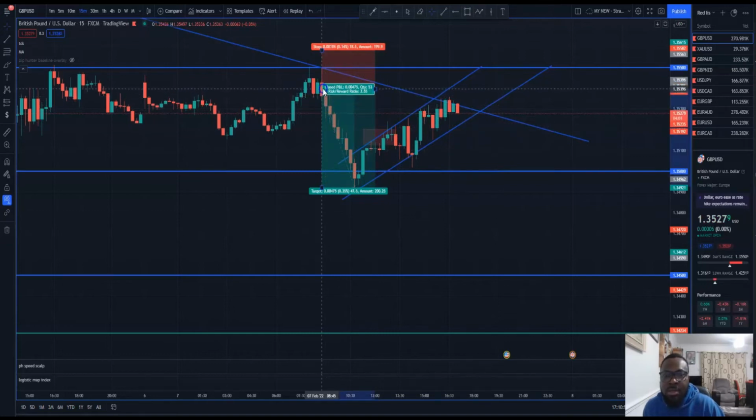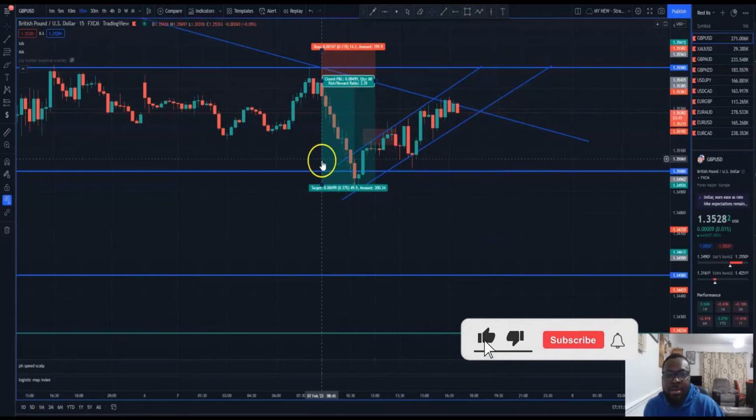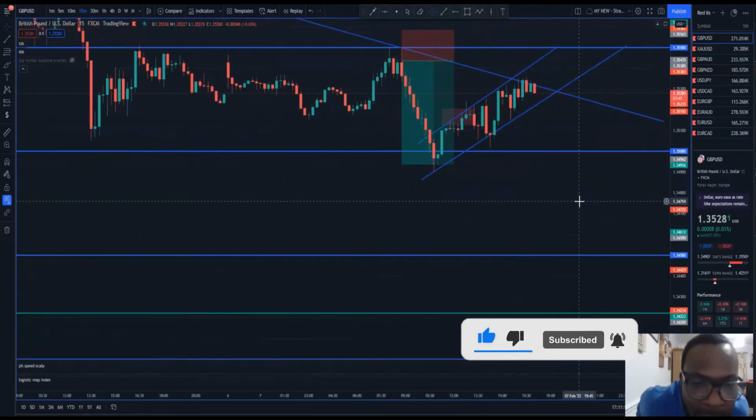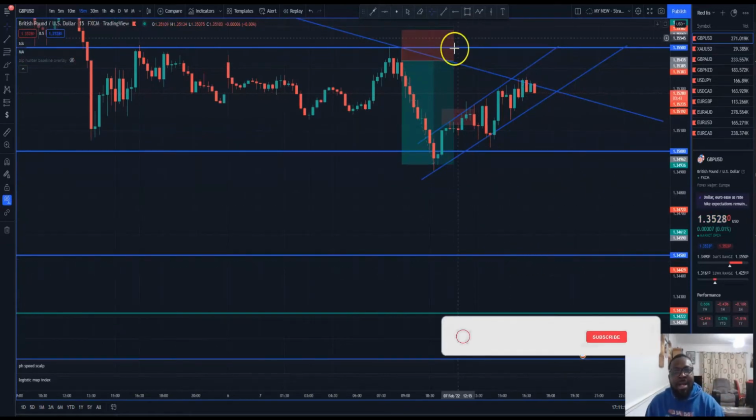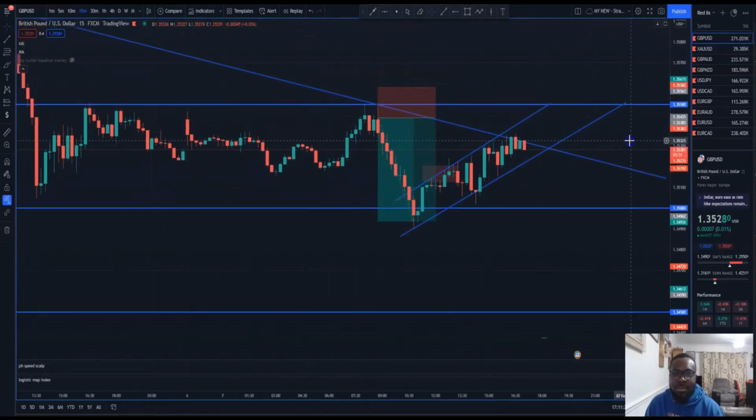Actually, I was right here on the entry, because immediately I saw the weak rejection, I got in, and I was right in this trade on 50 pips like this. This is how I was in the trade. All right, then immediately I hop in with my lot size. Price began to drop massively. Look at the drop.